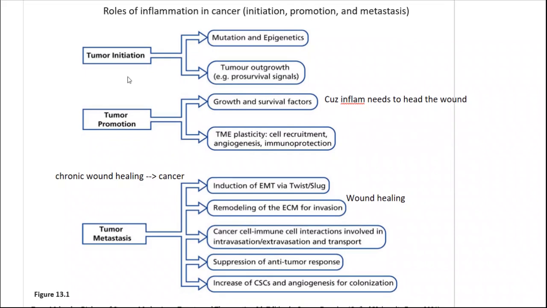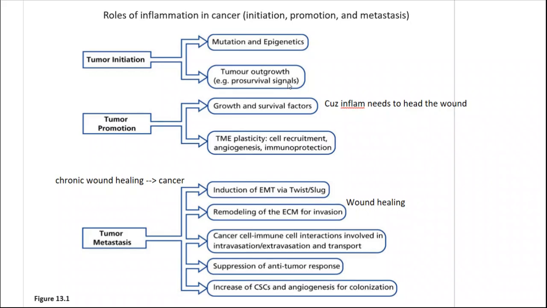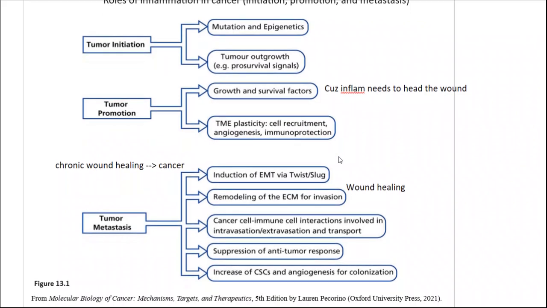So inflammation causes or helps to initiate tumors, promote them, and metastasize. So initiation: mutation and epigenetics leading to tumor outgrowth, because of the survival signal that the inflammation sends. If you think about wound healing, we want the survival signals, right? Tumor promotion: growth and survival factors. Again, wound healing. TAM plus T cell recruitment, angiogenesis, immunoprotection, of course. We want angiogenesis because in wound healing you need a lot of cells and building materials to go to that site, so we need a lot of good blood vessels there.